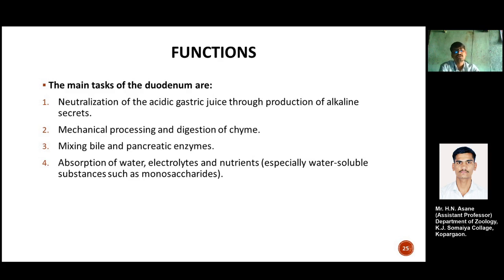Then the mechanical processing of the digestion of this chyme is maintained in the duodenum. The chyme is made in the stomach, through chemical mixing with all these acidic solutions, as well as the good mixing by the muscle layers of the stomach.